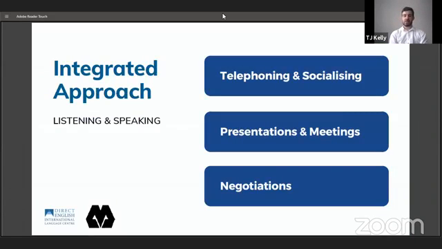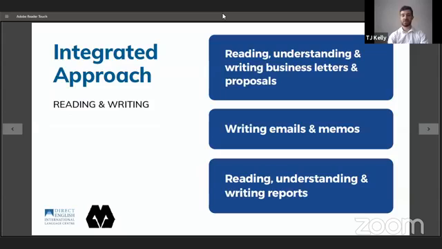All of the units in the course use an integrated approach when we're examining language. We use listening and speaking, especially in these telephoning and socializing modules. Presentations and meetings and negotiations also use a lot of speaking and listening skills in order to get your message across. And we also look at several reading and writing skills when we're looking at how to write business letters and proposals, how to write emails and memos, and how to follow up with meetings that we've held. And also a lot of focus on reading and understanding and writing reports.